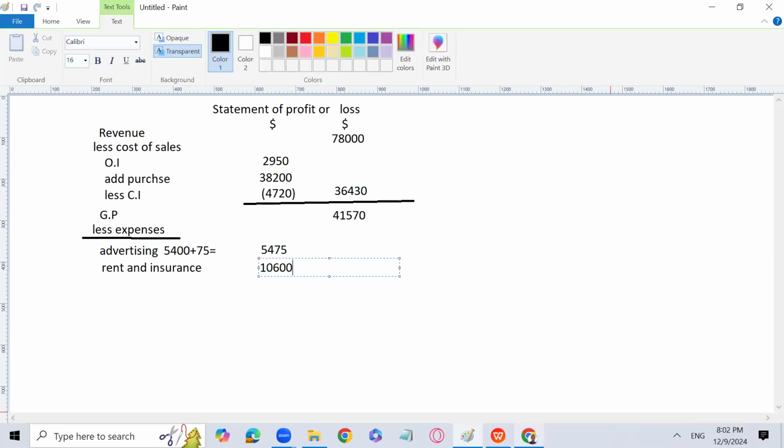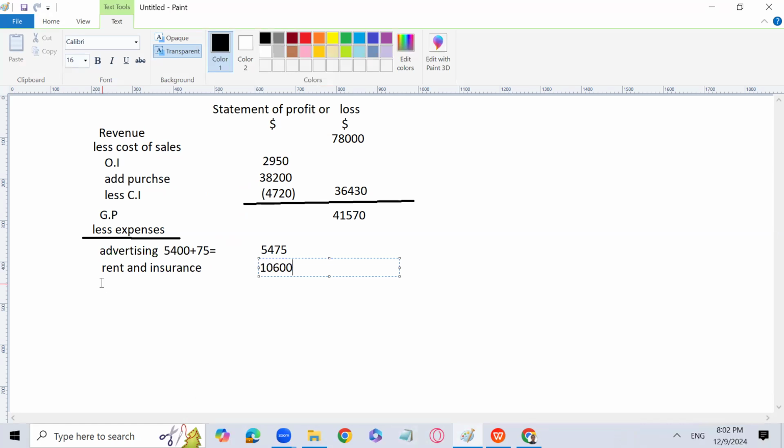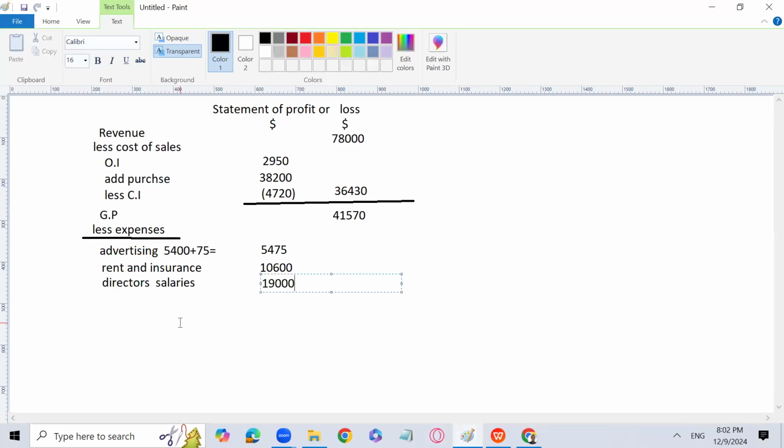Looks to be a very easy question, which has come in the paper recently. Director salaries are 19,000. I'll write over here because both of them are not only the shareholders, but they are also the directors in the business. So they are getting their salaries, which is an expense for the business. Then general expenses 3420.